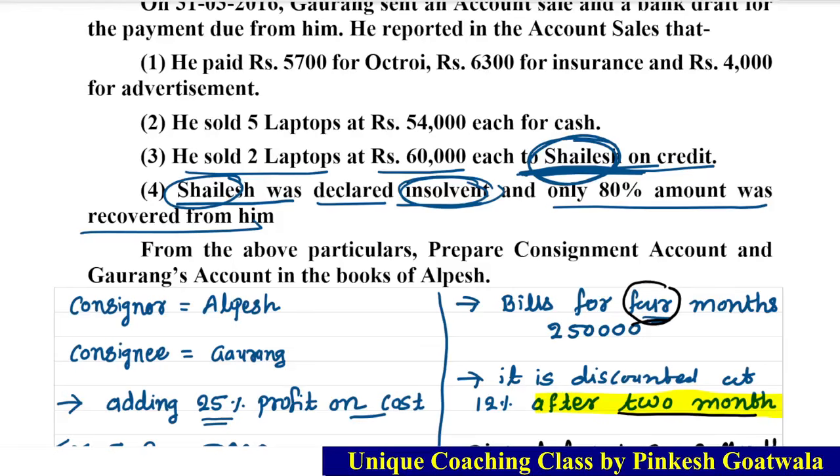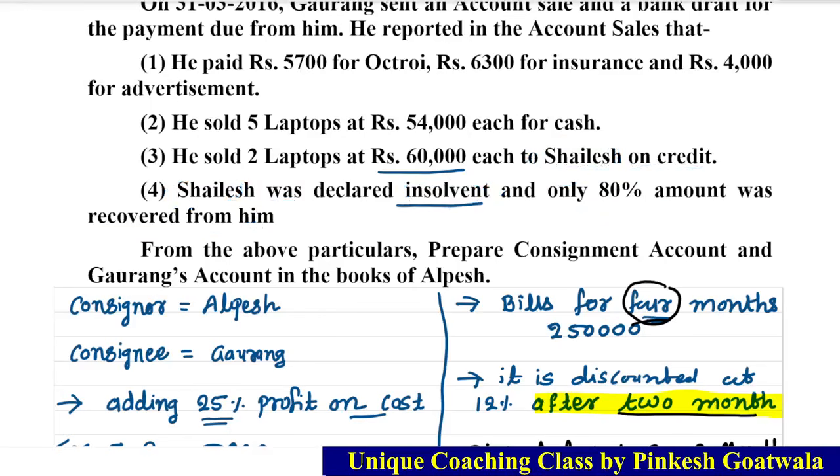Remember, in almost every question you will get this point that we sold goods on credit, and the person to whom we sold goods on credit becomes insolvent and can't pay some amount. So it's indirectly a loss of the business. It is a loss, a bad debt. So here we have to find out that bad debt. So how much is the loss?